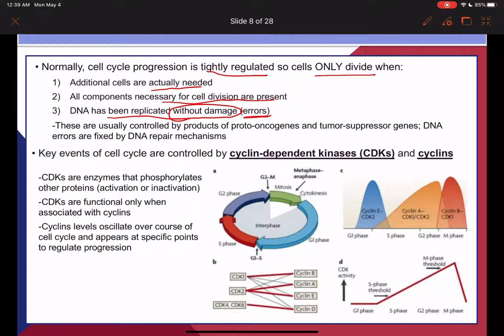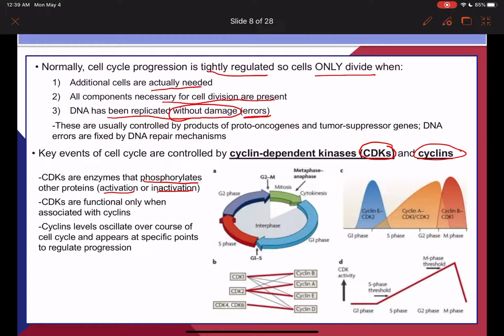So some of the key events of the cell cycle are controlled by two main groups of proteins, okay? One is called cyclin-dependent kinases, known as CDKs, and the other one is called cyclins. Now, CDKs are enzymes that will phosphorylate other proteins. And phosphorylation doesn't necessarily mean activation. Depending on what protein it is, it can be activation of cell progression or inactivation of things that stop cell progression, okay?